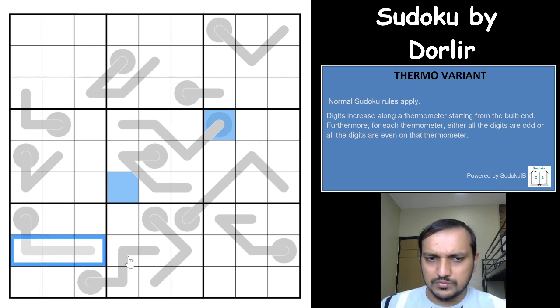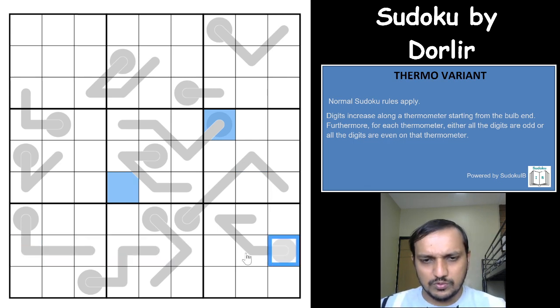One cannot be in any of these cells. One cannot be in the middle cell of a thermo, so one would have to be in one of these 2 cells.